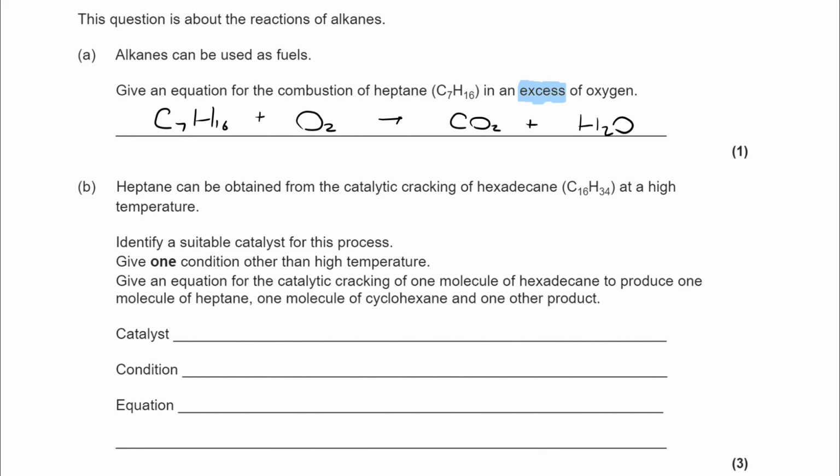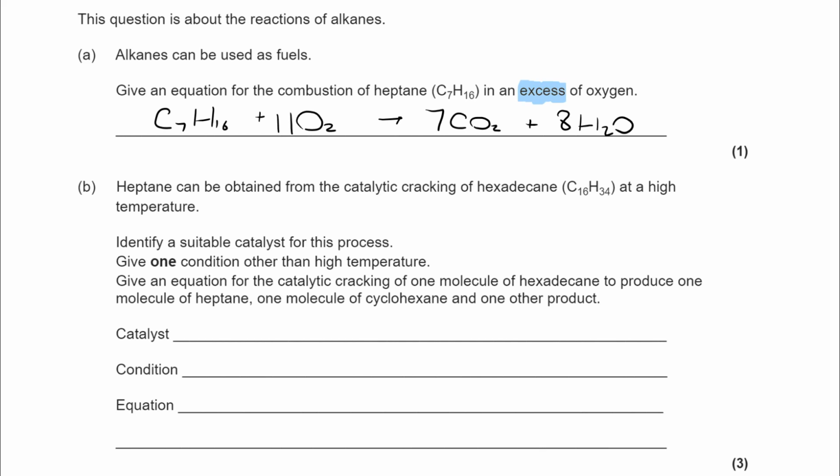I would then always follow the rule of CHO when you're balancing hydrocarbon combustions. You balance the carbons, then the hydrogens, then the oxygens. So I need 7 CO2. I've got 16 H's, so I will make 8 H2O. And that leaves me with 22 oxygens on the right hand side, which means I need 11 O2.